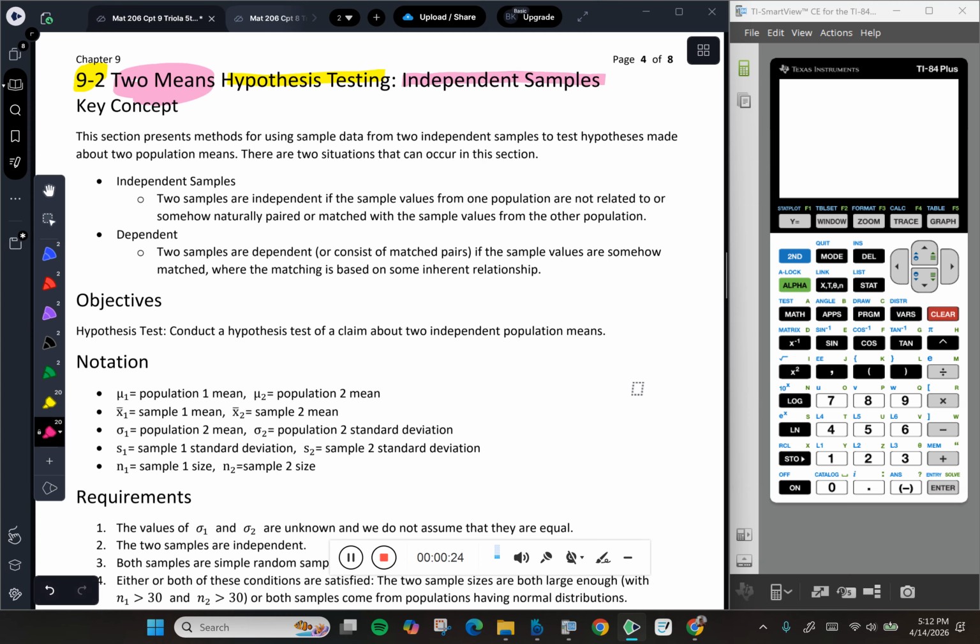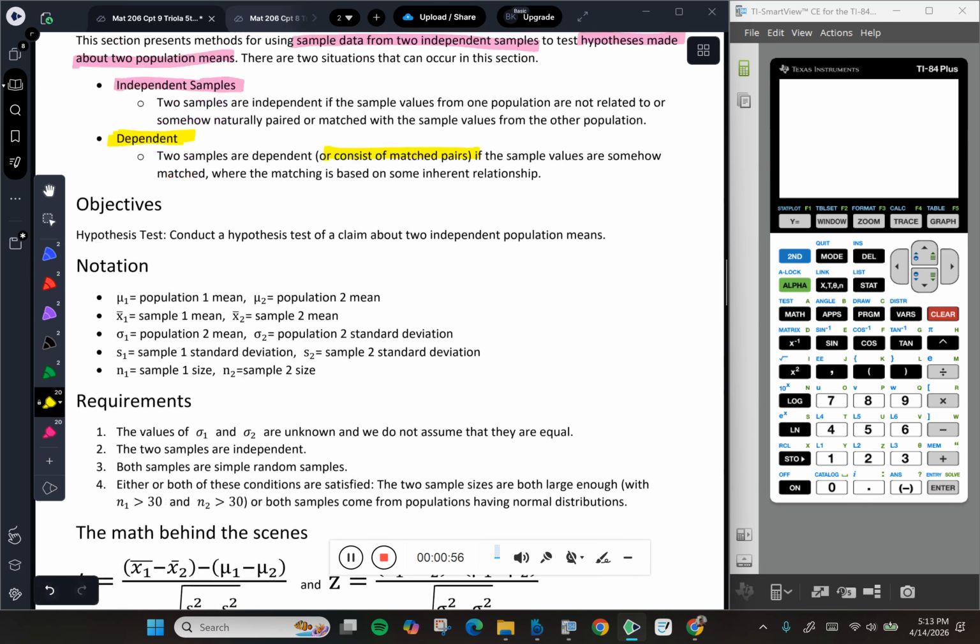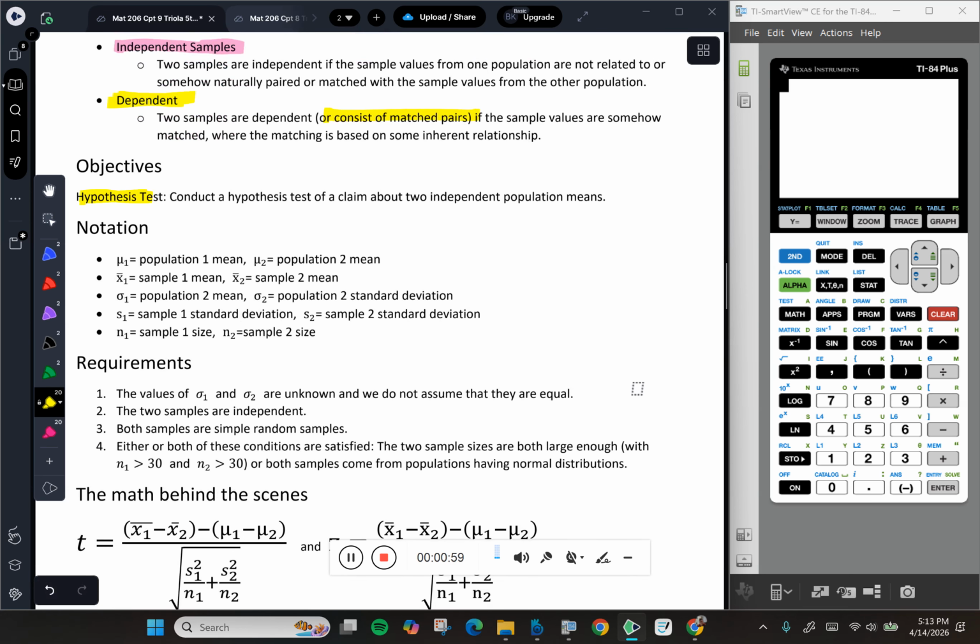In this session, we're going to take a look at independent samples. That is the idea that these two samples are from different populations, group 1 and group 2 kind of thing. Okay? So we are going to have sample data from two independent samples to test the hypothesis made about those two population means. Okay. We're doing independent ones in this section. There are dependent tests about two means. That's section 9.3. Okay? So we'll worry about those matched pairs in the next section. In this section, we have one objective. That is just to conduct a hypothesis test about two independent population means.